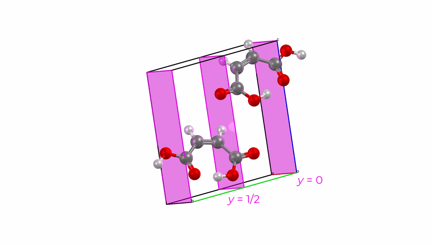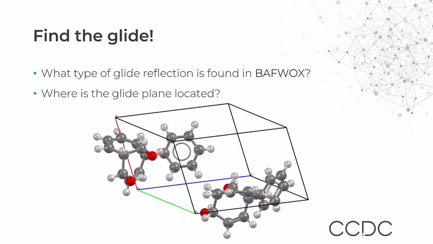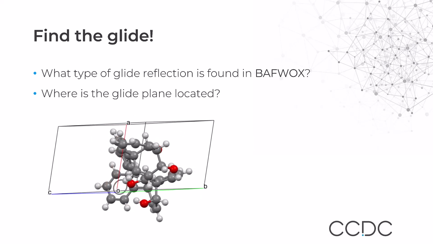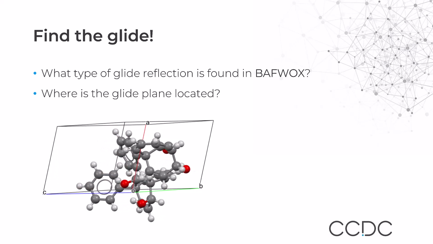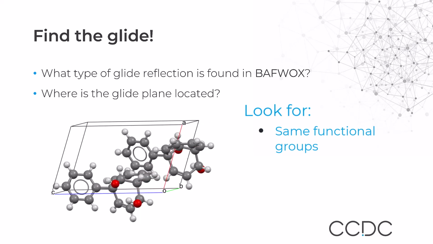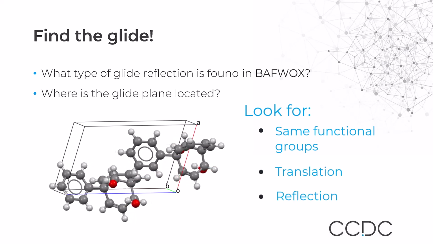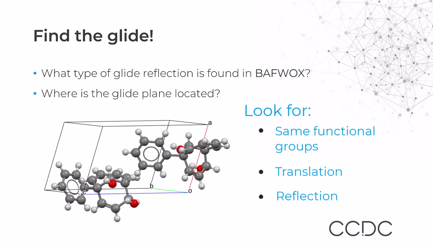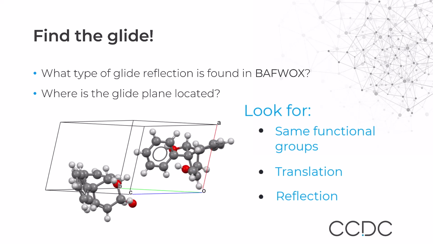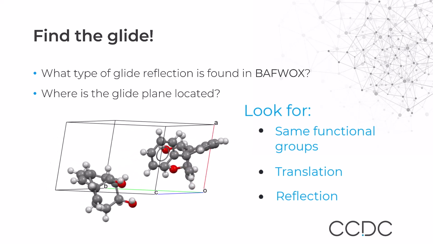Let's return to the first molecule we saw and view it together with the unit cell of the structure. Can you identify from the projections along the a, b and c directions that follow what type of glide reflection is present here? Where are the glide planes located with respect to the unit cell axes? Look for the same functional groups in each molecule and see how they are related by translation and reflection. Try to express these as distances, directions, and positions in the unit cell. Pause the video on each of the following 3 projections to study them in more detail.